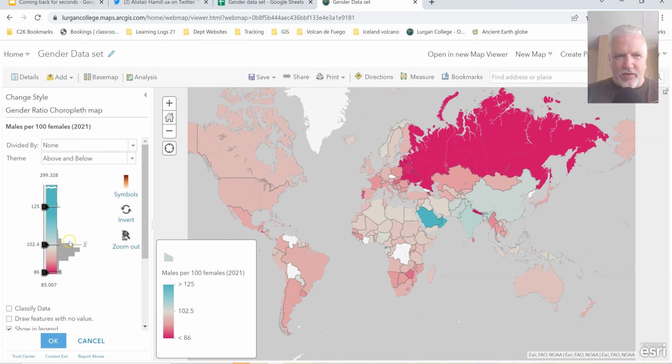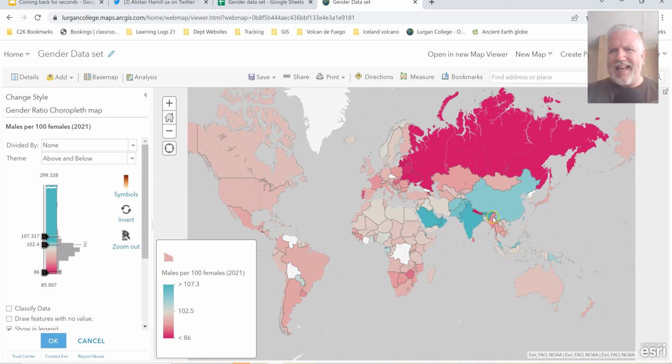I'm looking at the histogram here and I'm seeing that my data set is all the way down here. So I'm going to drag this down until it comes into the data set and look at the difference it makes in Asia. What it's allowing me to see here is that there are many countries in Asia with a gender imbalance of more boys than girls.